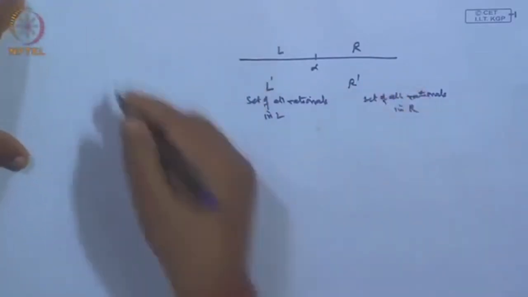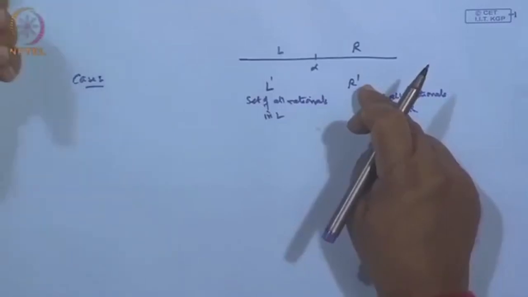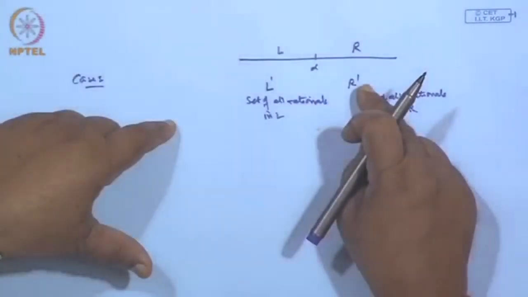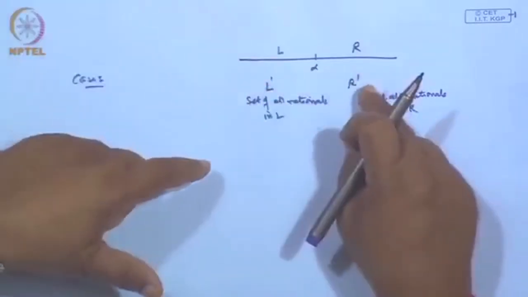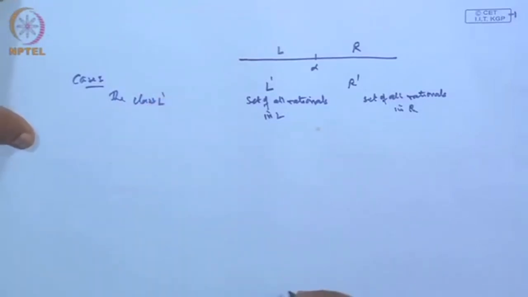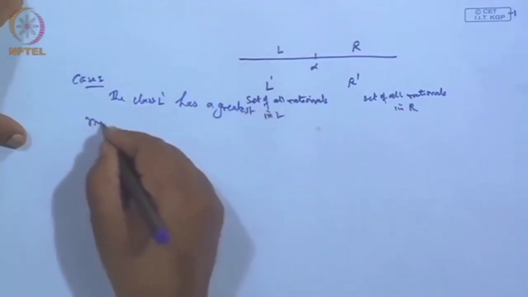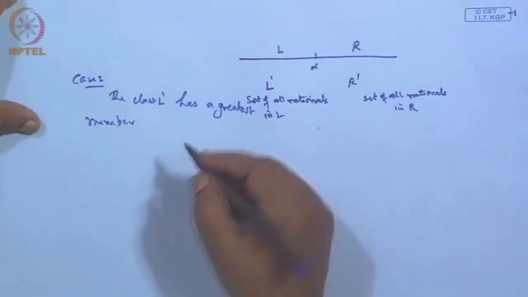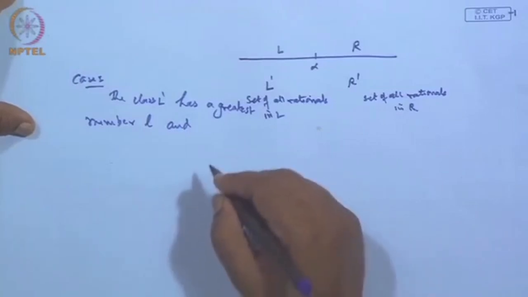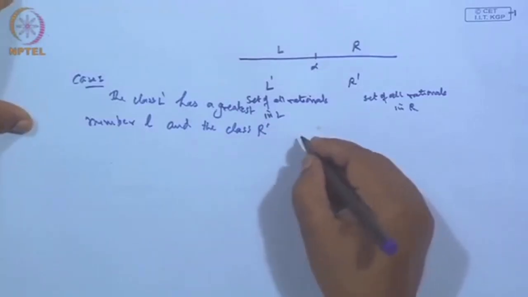Now there are three possibilities. Because L dash and R dash are collections of rational points, L dash may have a greatest number while R dash may not have any least number. Second case, when L dash does not have a greatest number but R dash has a least number. And the third case, when neither of them has one. So, in the first case, the class L dash has a greatest number, say the number L, and the class R dash has no least number.